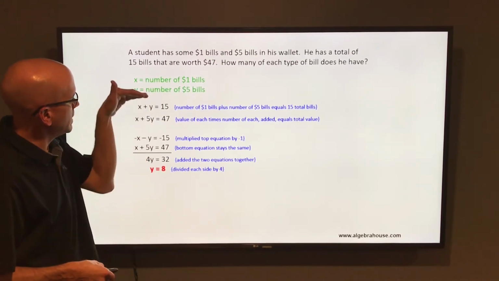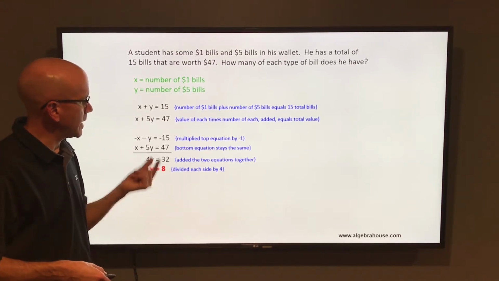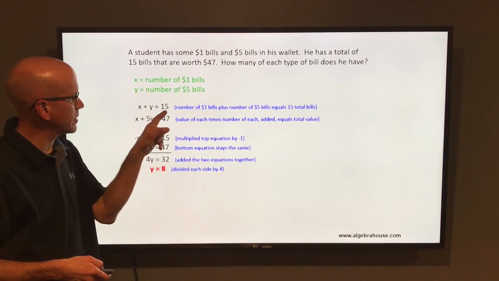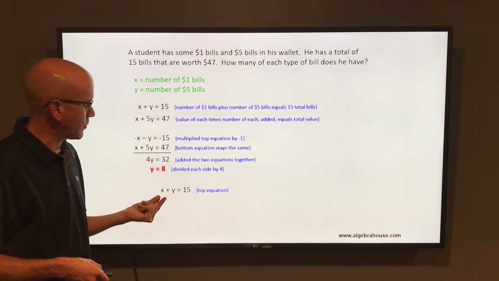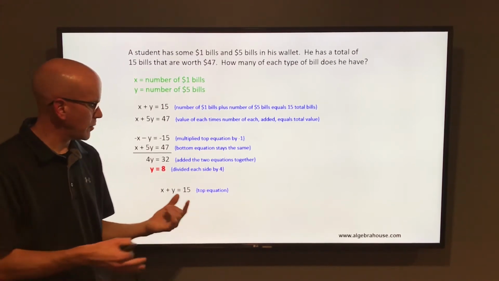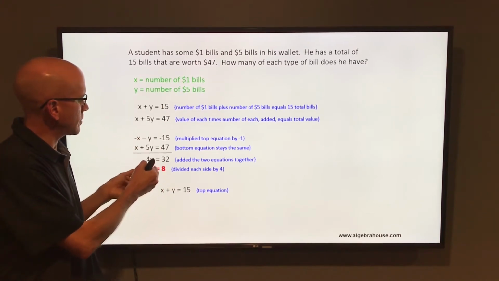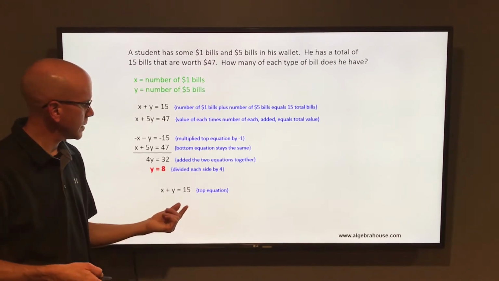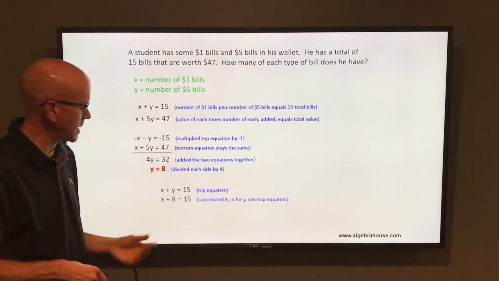So go back. In any equation up here where you see an x and a y, you can substitute 8 in for y and find the value of x. The easiest one to work with is probably this one right here, x plus y equals 15. So substitute 8 in for y. And by the way, you know there's 15 bills, so if there are 8 $5 bills, there's going to be 7 $1 bills because there's 15 total. Anyway, it's going to be x plus 8 equals 15.